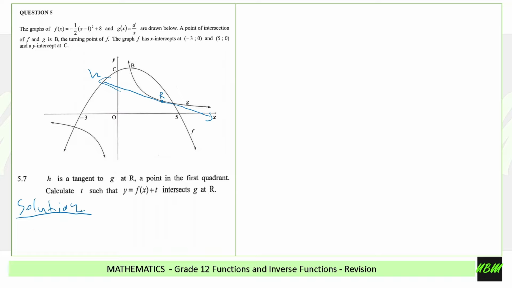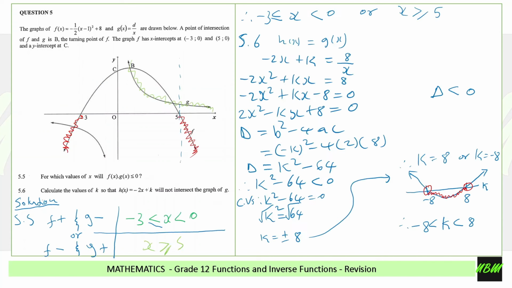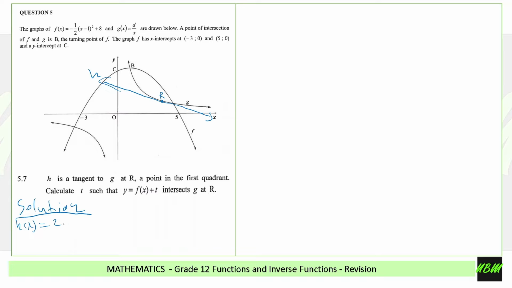The coordinates of R, which is a point of intersection of h and g. We know the equation of g, but we don't know the equation of h. Remember, h of x is equal to minus 2x plus k. We don't know k, meaning we need to find the value of k. What will be the value of k?